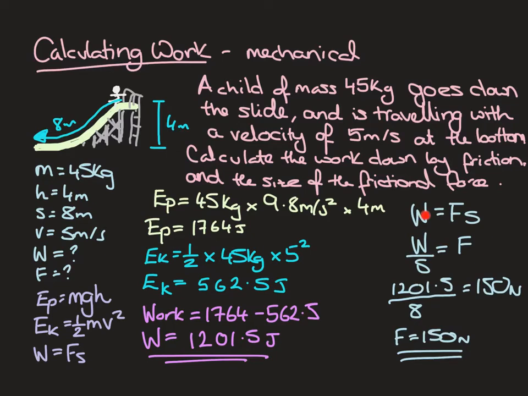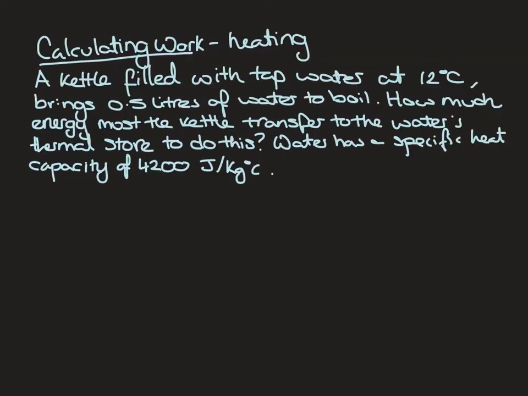So I'm using work is equal to force times distance. I rearrange that to say force is equal to work divided by distance. And that gives me 1,201.5 joules divided by 8 meters, which gives me 150 newtons. So in this example here, the frictional force was 150 newtons acting between the child and the slide. Okay, so that was our first work calculation, looking at mechanical work done by forces.